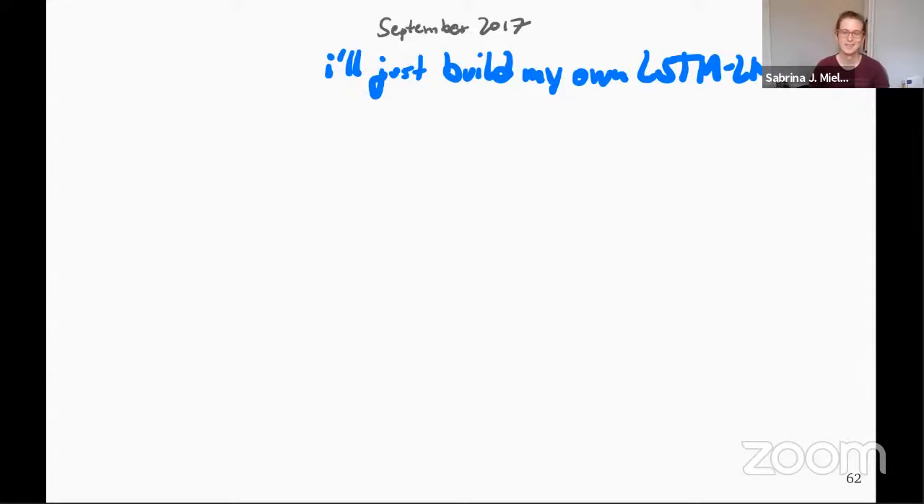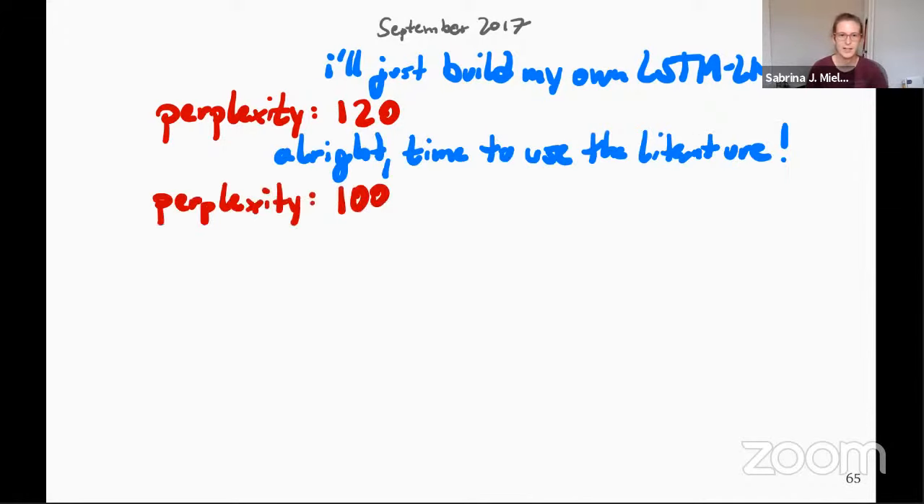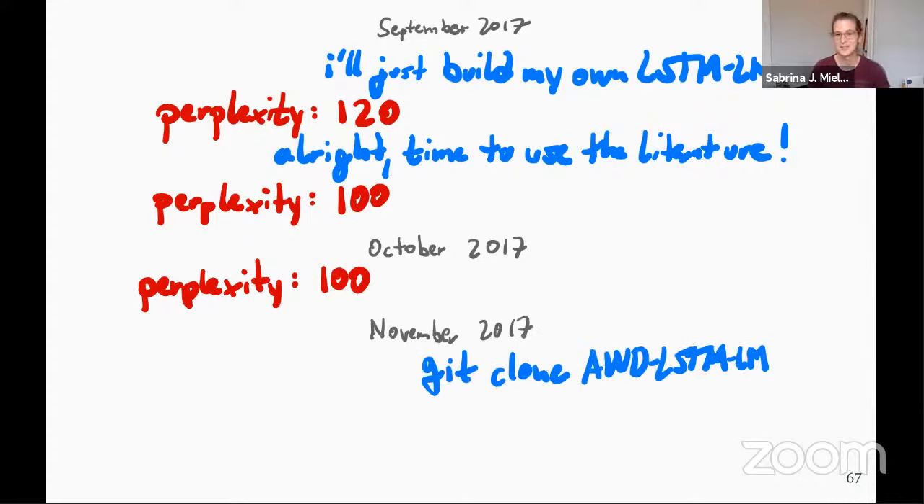So this is September. I built a language model. It had pretty awful perplexity. It should go down to like 60, 70 for state of the art. It's like, oof, this was pretty bad. Time to really go into the literature and figure out what the tricks and hacks are to make this better. And I did that, and I got to like 100. October, I was still at 100. November, I was like, okay, forget it. I'm just going to clone the awesome Salesforce LSTM-LM and start my experiments on that one. And voila, we got great perplexity and we built a state-of-the-art model.